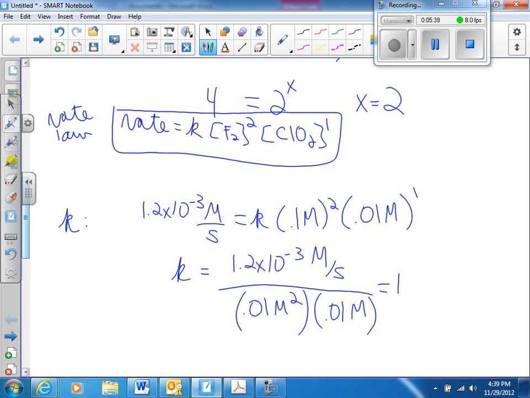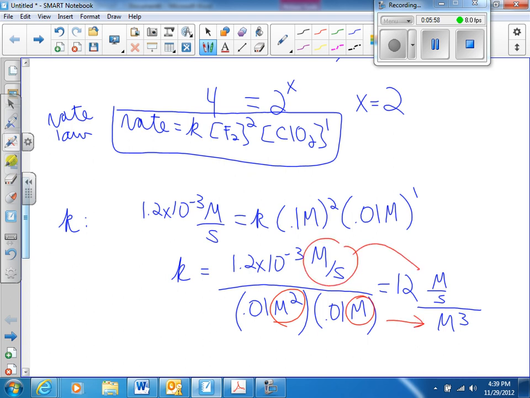With the numbers, I will end up with 12. You can do that on your calculator. But let's work out the units. Molar per second over molar cubed. Hopefully you can recognize that if we have molar squared and molar, we get the molar cubed. Up here, I just kept it the same.